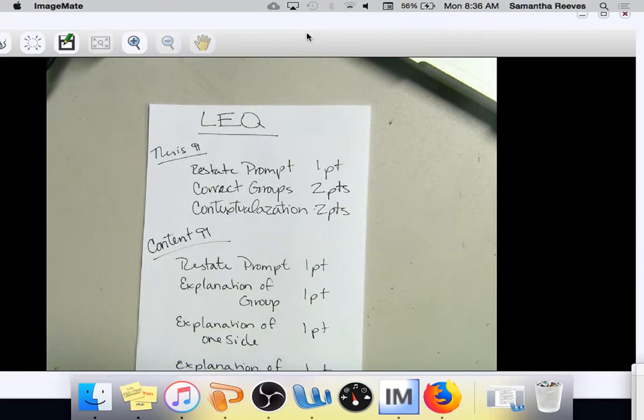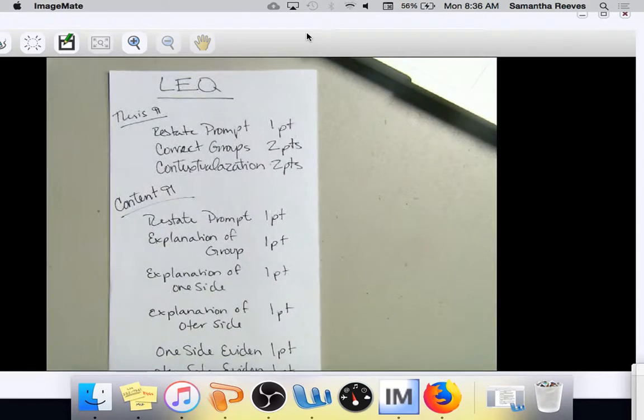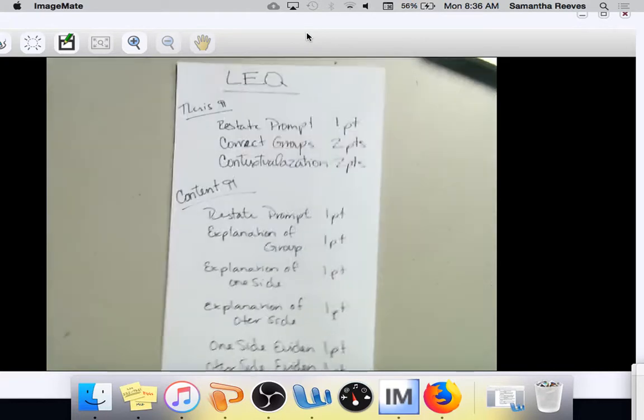Okay, here we go, ladies and gentlemen. As soon as you get it, you're going to write LEQ at the top of the blank sheet. Let's go, write the rubric. Let's do it. At the top of the page, you are writing the rubric.